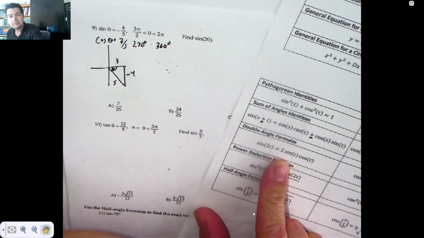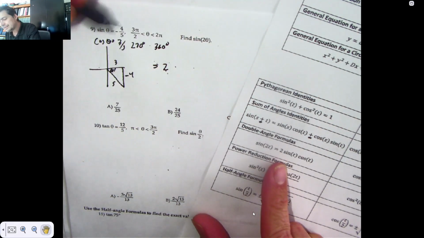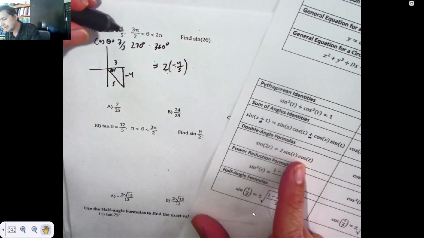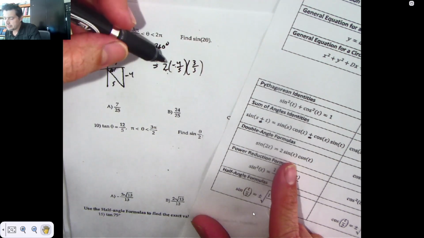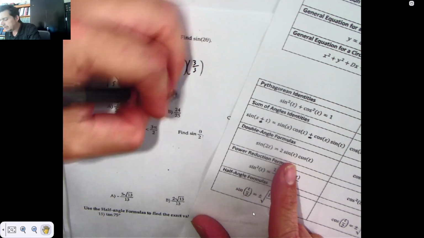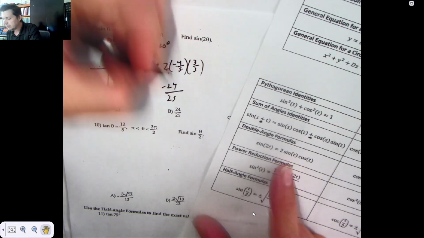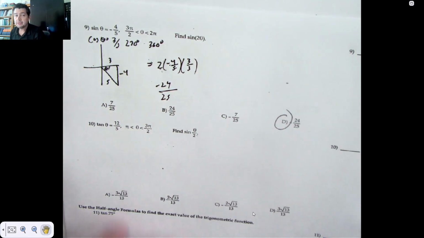Then I just follow my little formula here. This thing should be 2 times the sine of the angle, negative 4/5, times the cosine of the angle, which is 3/5. Let's see here. What do we get? We have a denominator of 25, 5 times 5, a numerator of negative 24. Choice D. Easy one. Easy problem.